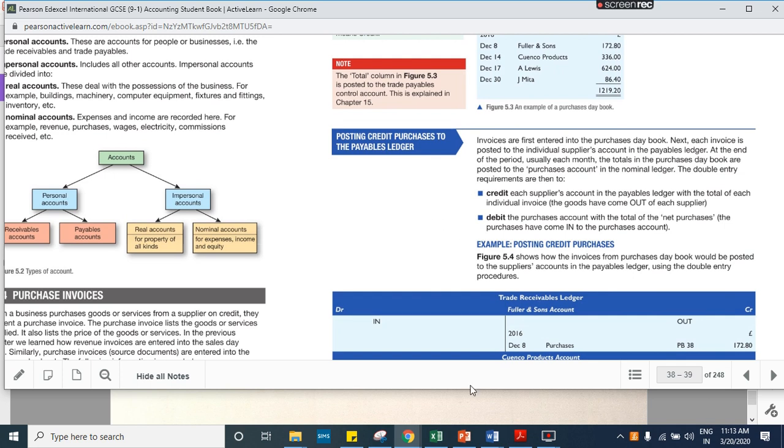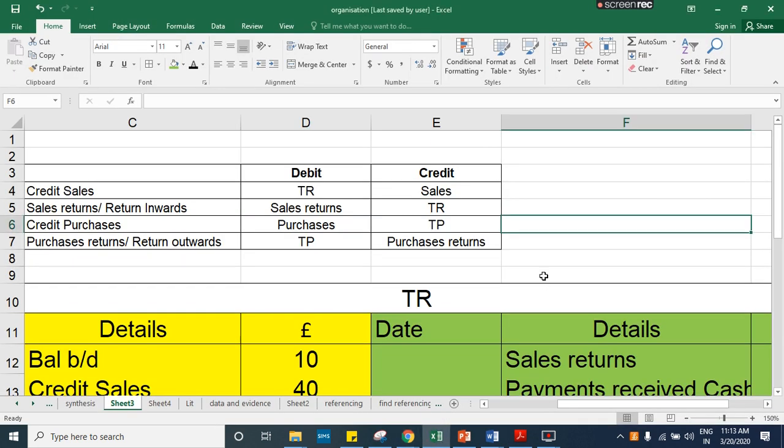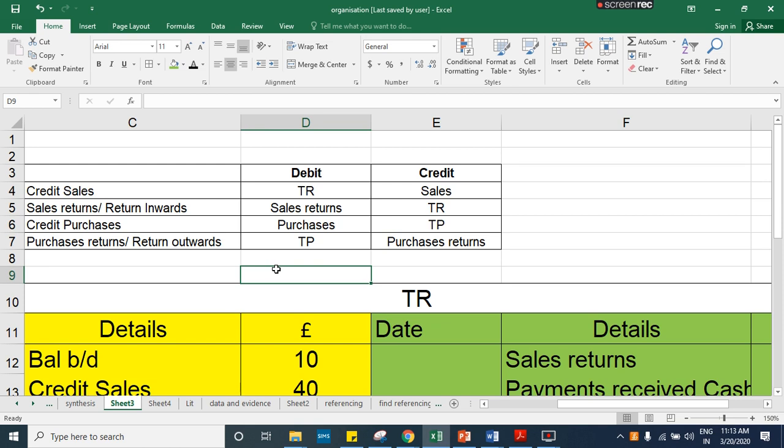Now, before moving into this, it's very important to understand the double entry of credit sales, sales returns, credit purchases, and purchases returns. Credit sales: debit TR, credit sales. Sales returns: debit sales returns, credit TR. Credit purchases: debit purchases, credit TP. Purchases returns: debit TP, credit purchases returns.